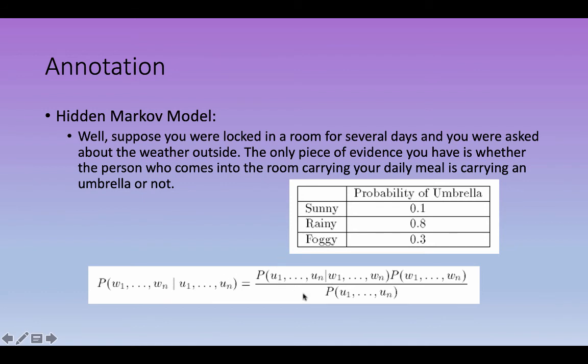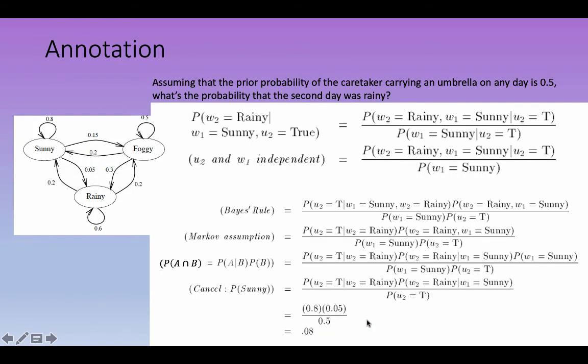So here we can say, what's the probability of the umbrella given the weather times the probability of the weather divided by the probability of having an umbrella. And as we start to expand this out, what you can understand is if your caretaker has a prior probability on any given day of carrying an umbrella that is random, it's 50%. What's the probability that the second day after that is going to be rainy?